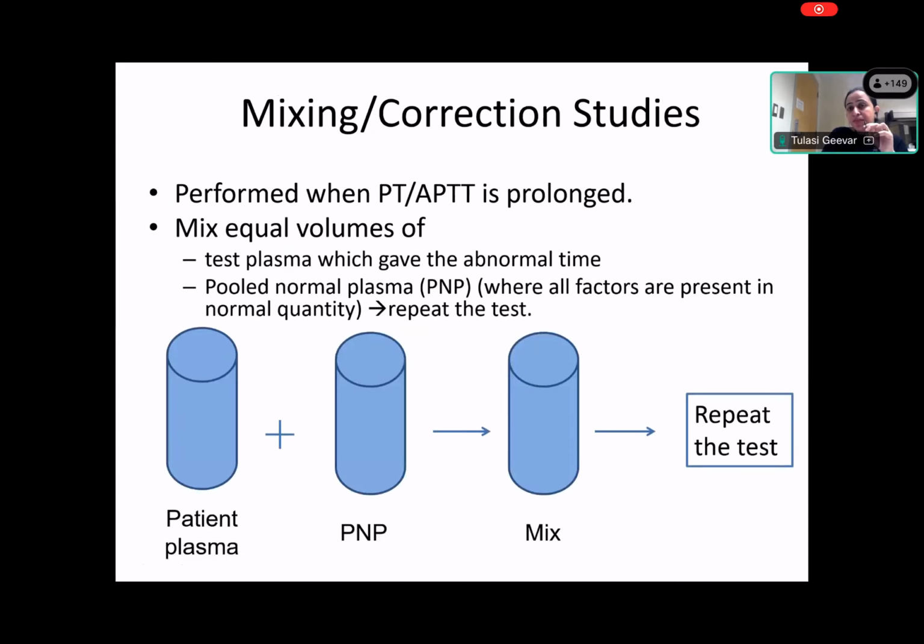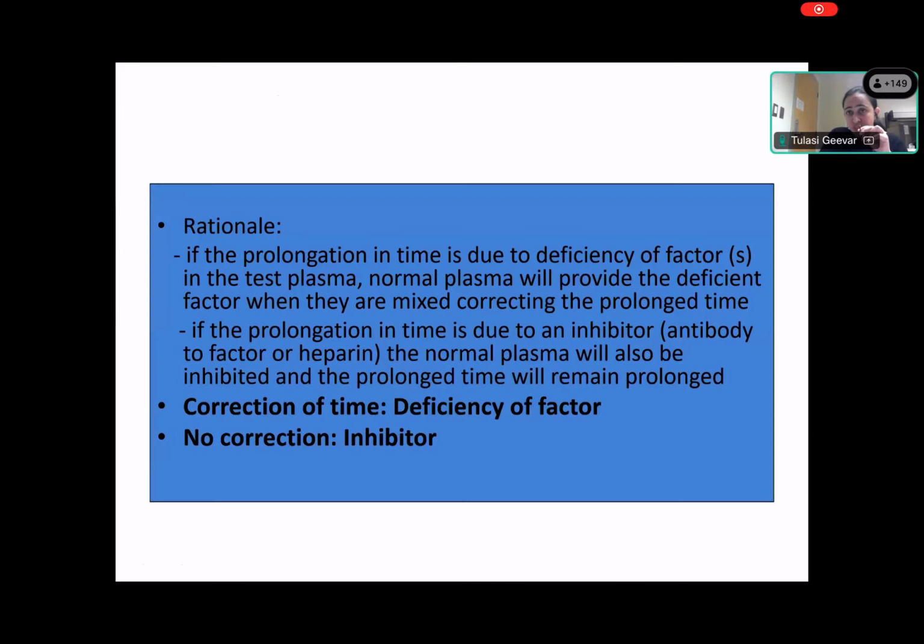So when you have a prolonged PT or APTT, the next step is to do a mixing study. The mixing study can be done with pooled normal plasma. You mix equal amounts of the patient plasma with the control plasma and you repeat the test. The rationale for doing a mixing study is that if the prolongation in time is due to deficiency of a factor in the test plasma, the normal plasma will provide the deficient factor, thereby correcting the prolonged time. For example, if a patient with hemophilia has factor 9 less than 1% and you mix with control plasma with factor 9 at around 100%, the mix should have around 50% of the factor 9. So that should be sufficient to correct a prolonged time. So correction of time indicates deficiency of a factor.